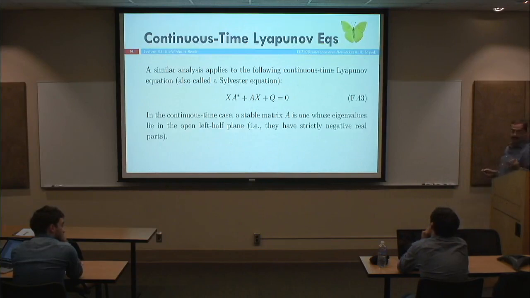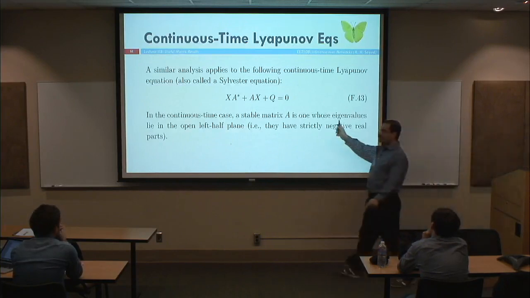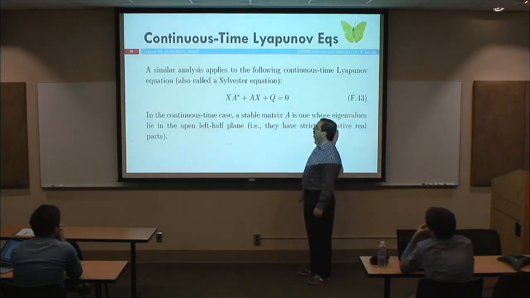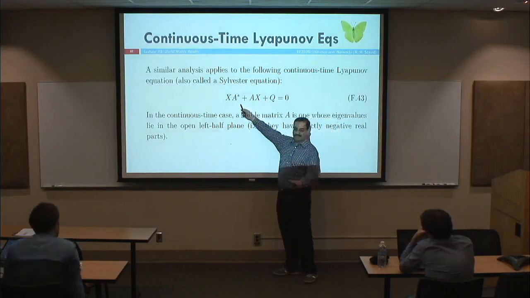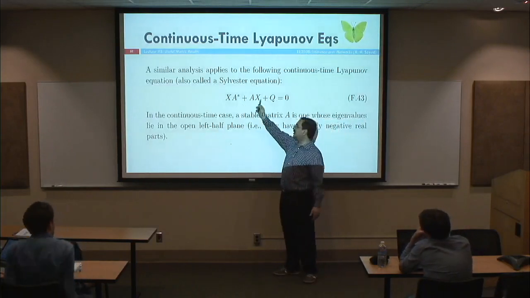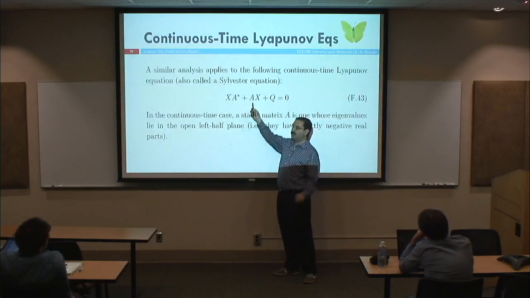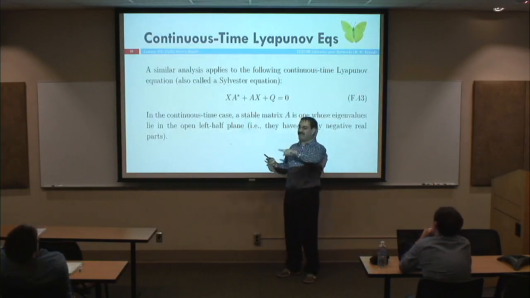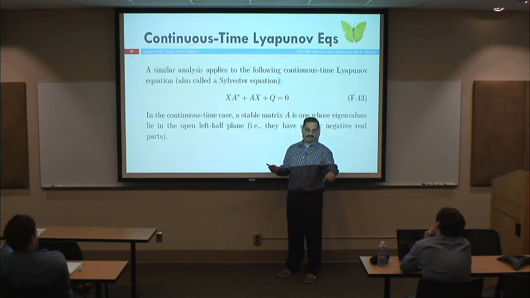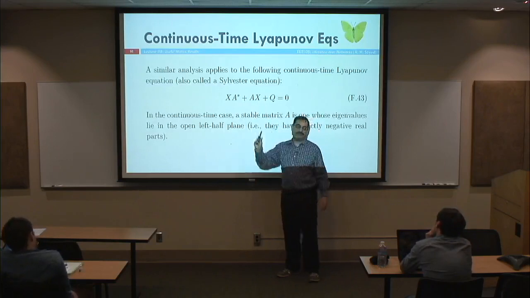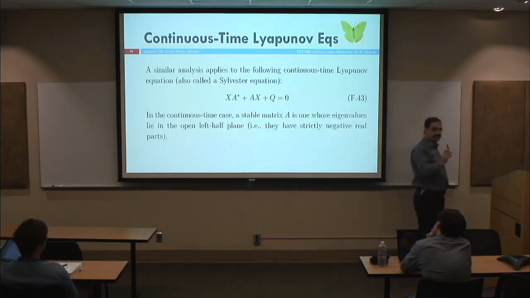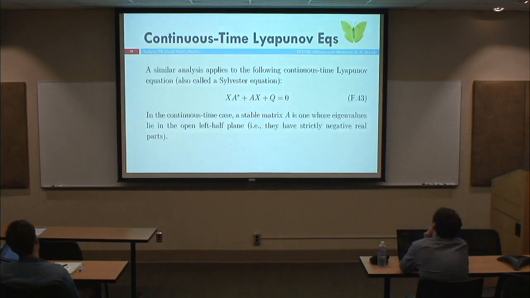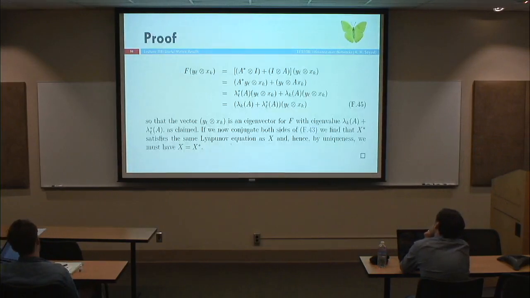Now, there is a similar result. I'm going to skip this one and move on to the last result. This is called the continuous time Lyapunov equation or Sylvester equation. In a similar way, using Kronecker products, you can show it has a unique solution. Here, you will need A to be stable, meaning the real parts of all of its eigenvalues have to be negative. It will have a unique solution, and it is Hermitian. I'm going to skip that. The argument is very similar.